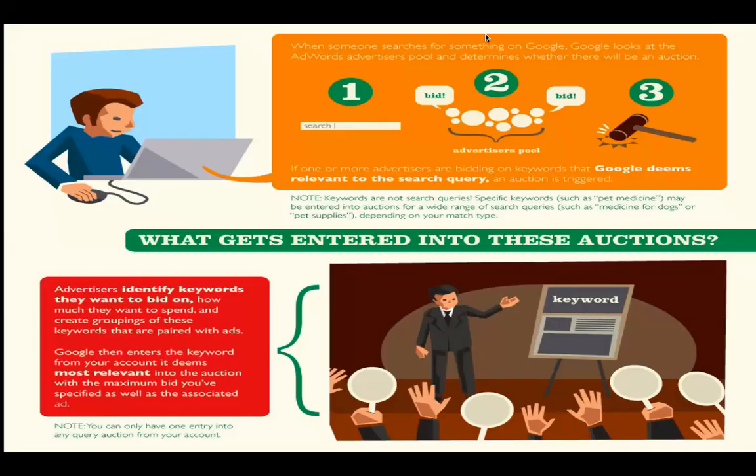Now, what gets entered into this auction? Advertisers identify keywords they want to bid on. For example, if I'm advertising cakes, I can bid on a keyword like cakes. You are going to see when we do it practically. Advertisers identify keywords they want to bid on, how much they want to spend, and create an ad.